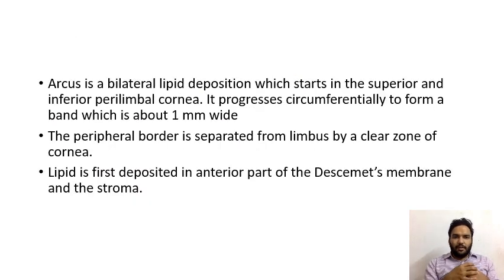Arcus is a bilateral lipid deposition which starts superiorly and inferiorly in the perilimbal cornea. It progresses circumferentially to form a band which is 1 mm wide. The peripheral border is separated from the limbus by a clear zone of cornea. That is one important key point. The peripheral border should be separated from the limbus by a clear zone of cornea. Lipid is first deposited in the anterior part of the Descemet membrane and the stroma.